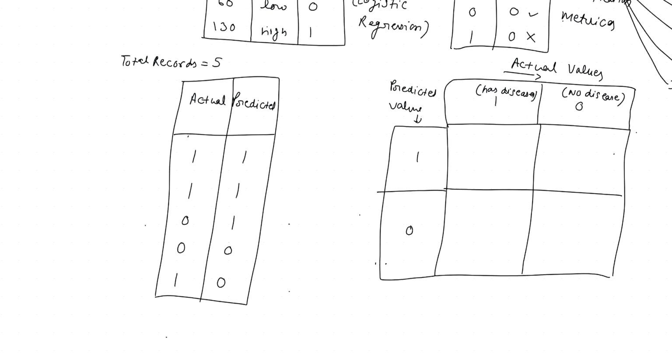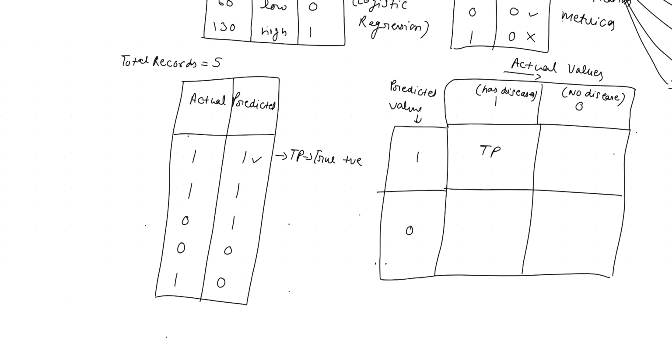Okay. So now come back here. Look at this. Your actual value is 1. This means the patient has the disease. Your model also says yes, he has the disease. So this is correct, right? And in the confusion matrix, we call it true positive. Write it down here.